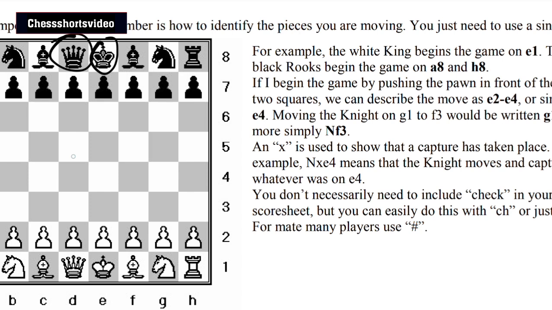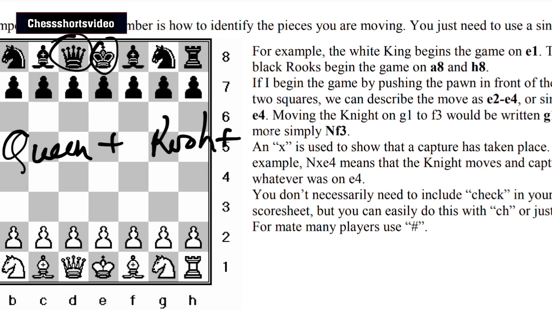So we have a queen. The queen can be moved vertically or diagonally. It means it moves both straight and diagonally. You can say the queen is just a combination of rook and bishop.